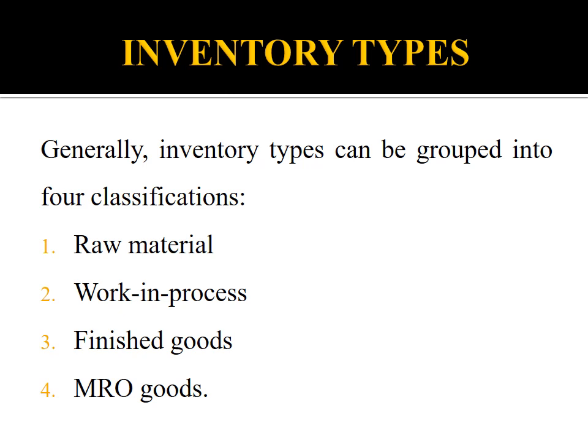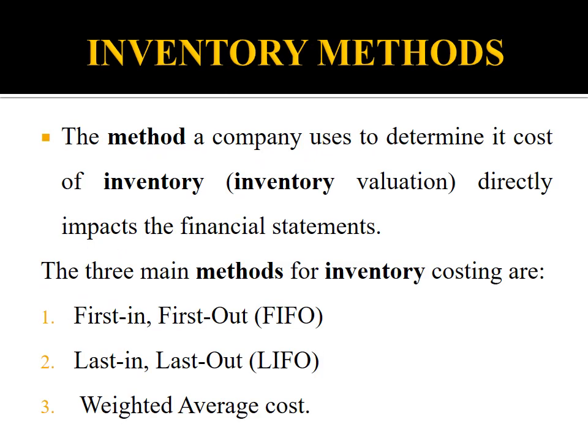Generally, the inventory types can be grouped into four classifications such as raw material, work in progress, finished goods, and MRO goods. It is already discussed. Work in progress materials means semi-finished goods. Finished goods are the final products, and MRO goods are the consumable goods.